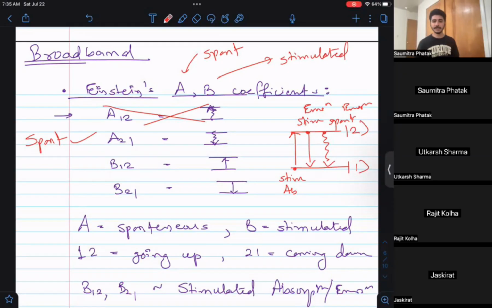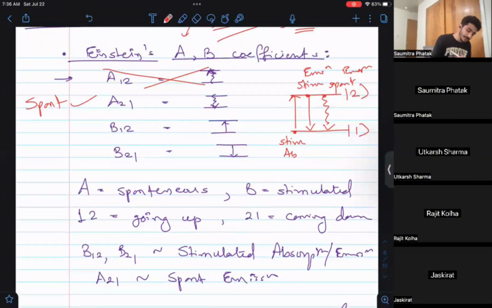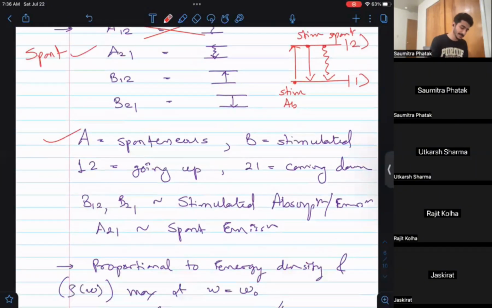So stimulated means if we have an incident laser, we are responsible for carrying out that transition. We are making the electron go from the ground state to the excited state or from the excited state to the ground state. We are changing the dynamics of the system because of the perturbation that we have incident. So that is stimulated. And if it happens by itself, naturally, then that is spontaneous emission. So whenever we are talking about Einstein's A and B coefficients, the A coefficients talk about the spontaneous processes and B coefficients talk about the stimulated processes.